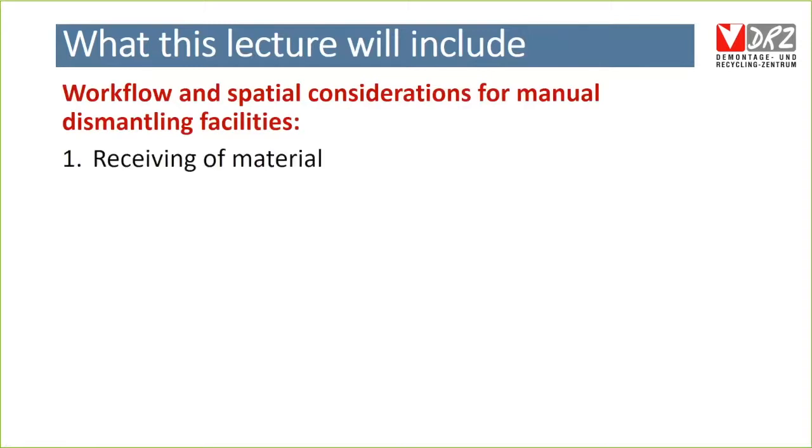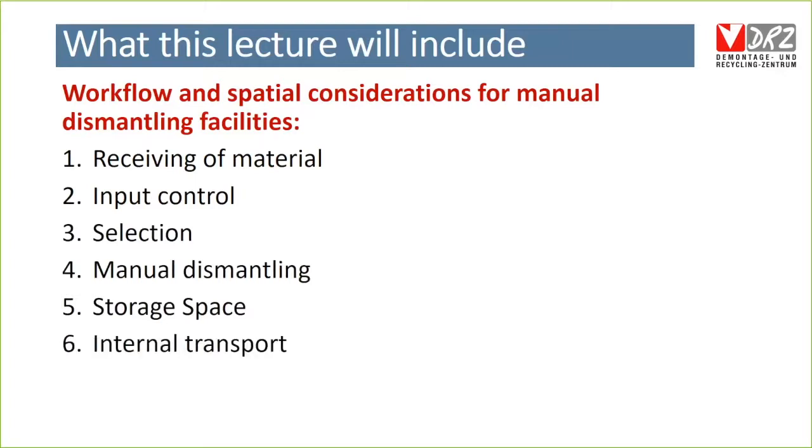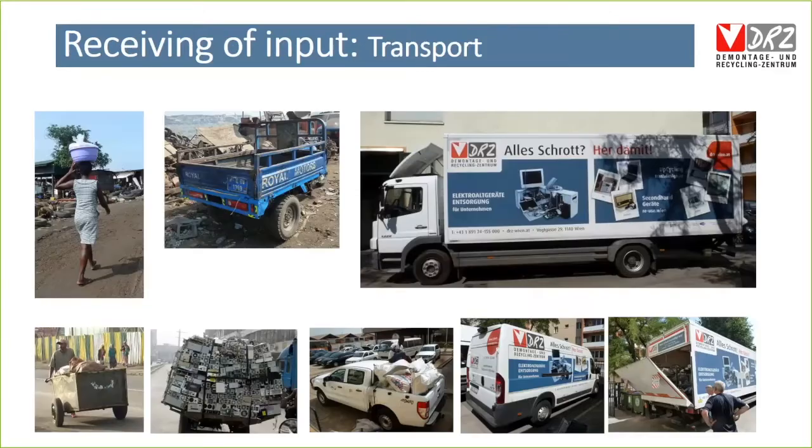That means just going with the flow of the material. You first receive all you get. You have an input control station. You have a selection, manual dismantling, the treatment of the e-waste, storage space, and internal transport to go from one station to the other. And in the end, you have output. So let's look into this step by step.